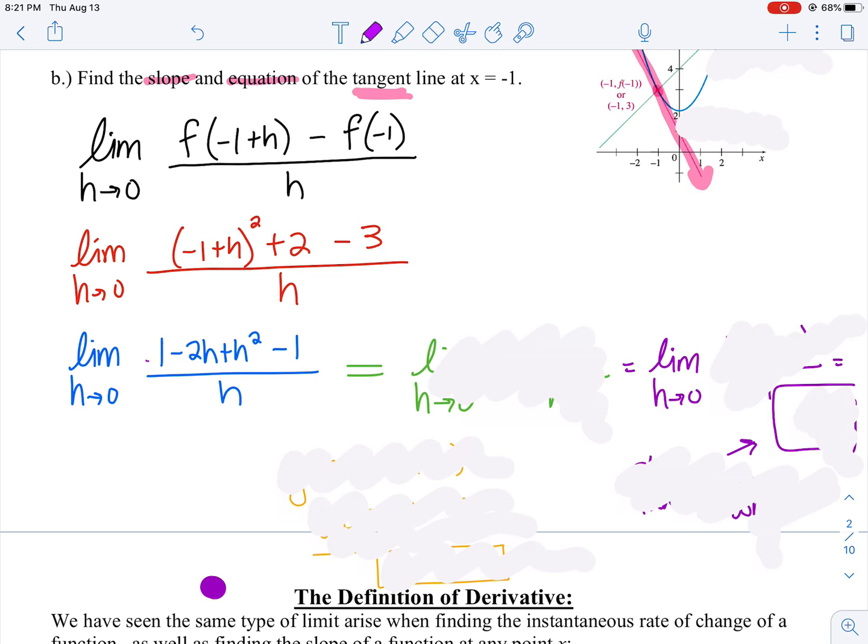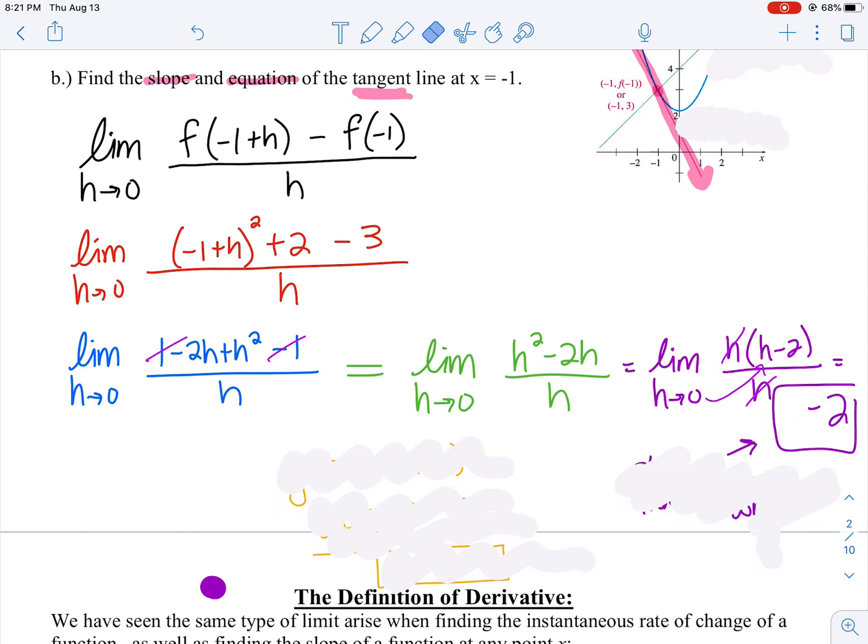The positive 1 and the -1 cancel. Everything without an h should. That means everything with an h can have that h GCF'd out. I can GCF out an h, and that leaves me with an h minus 2 all over h. The h in the numerator, the h in the denominator reduce. And so now I have the limit as h approaches 0 of h minus 2. I still have an average rate of change until I apply that limit, right? And so as we squish those points so close together where h, the distance between them, is 0, and I plug in a 0, I ended up getting -2.